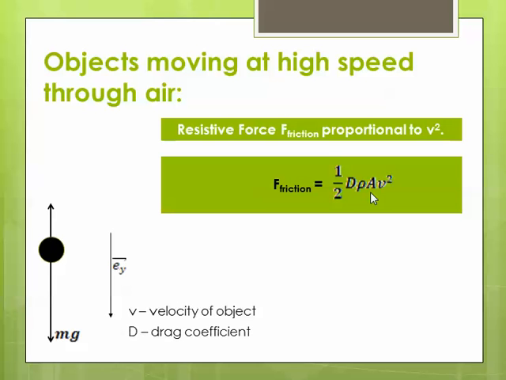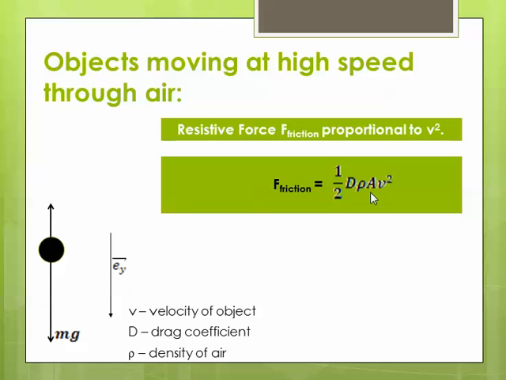D is a drag coefficient. The drag coefficient is a dimensionless coefficient, a dimensionless entity, which takes into account the surface of the object but also its shape. So shape and surface go into the drag coefficient. The larger the drag coefficient, the larger the friction force.